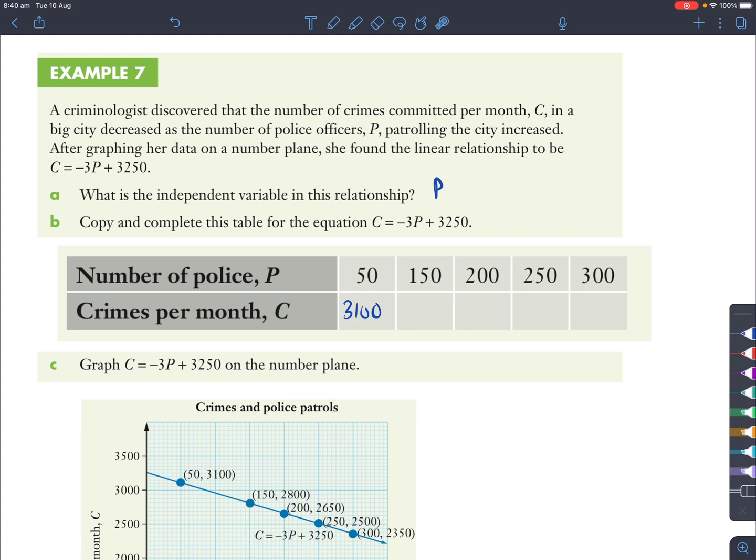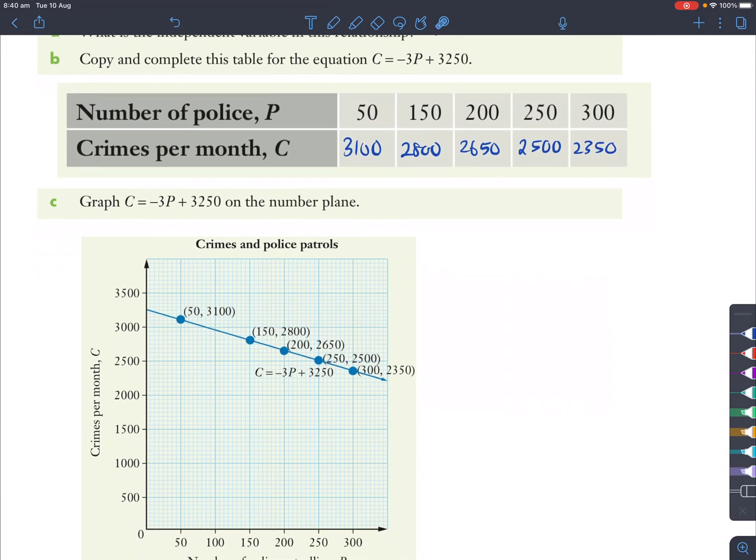And then you do the same thing for the next one. So you substitute in P as 150. I'm just going to copy down that table, and that will give me these numbers. So you can see that the number of crimes decreases as the number of police increases, because no one wants to start trouble when the police are around.